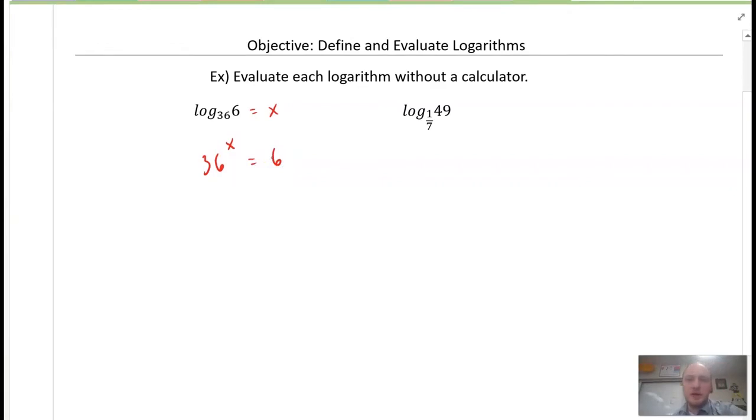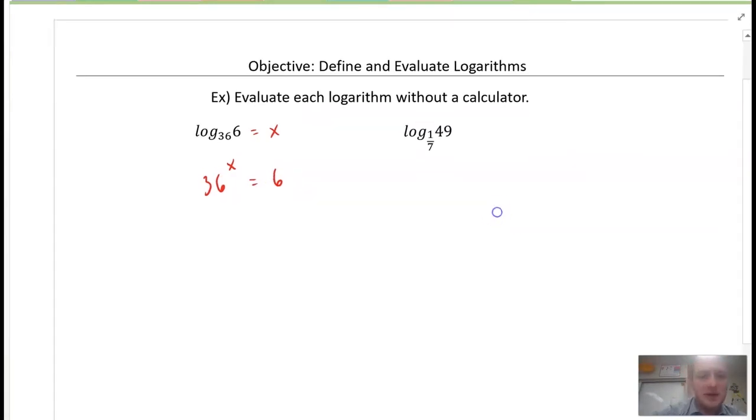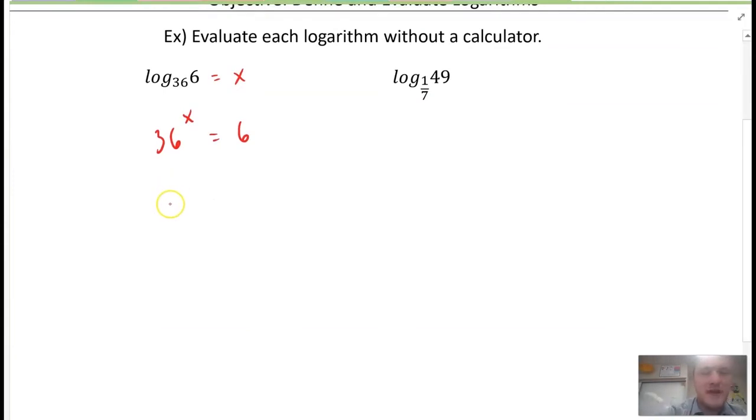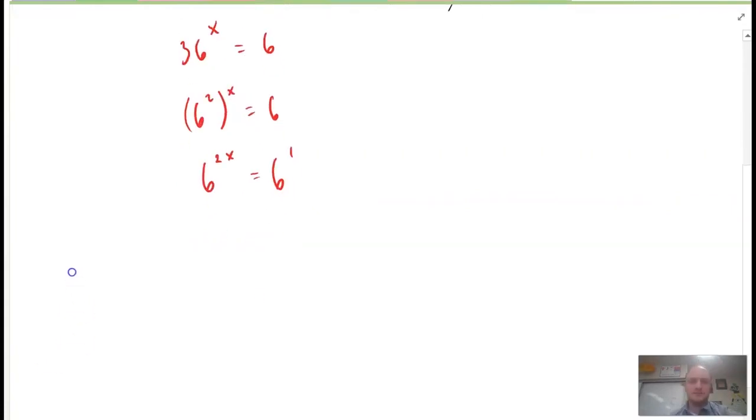Okay, and now here, notice these are both family of 6s, right? Can't I rewrite 36? Whoa, computer's freaking out on me. Can't I rewrite 36 as 6 squared? Sure, okay. So this is 6 to the power of 2x is equal to 6 to the power of 1.